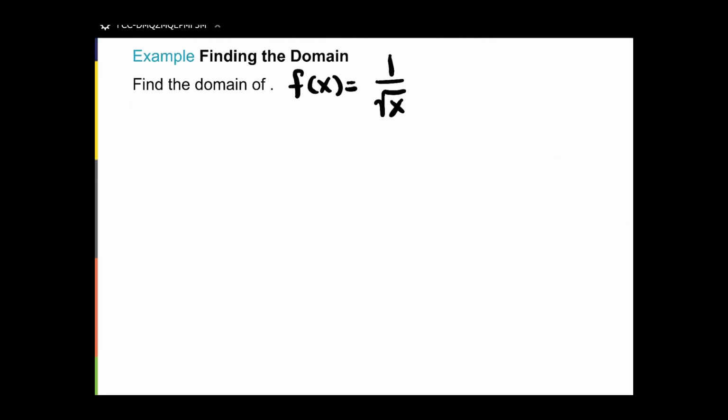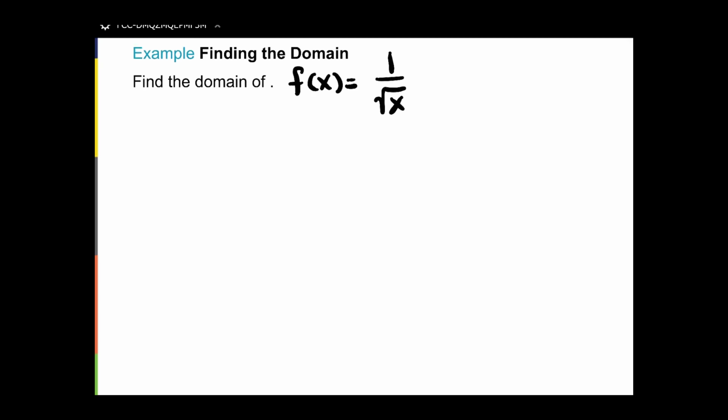Now if you look at this function f of x equals 1 over square root of x, you've got a function where it is both a fraction with a variable in the denominator, and that denominator is a radical. So in this case, this number here has to be greater than or equal to 0. But the denominator can't equal 0. So really, we can only say that it has to be greater than 0.